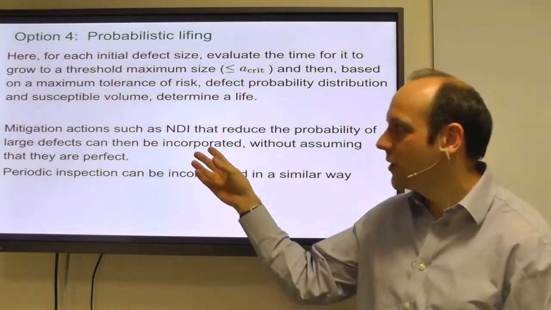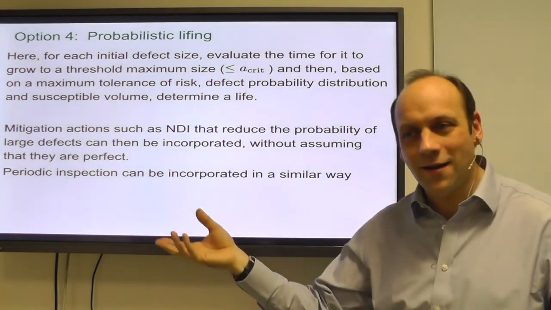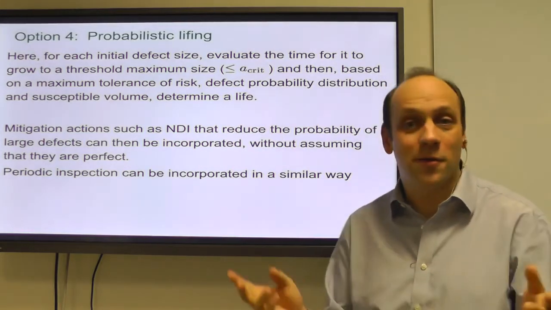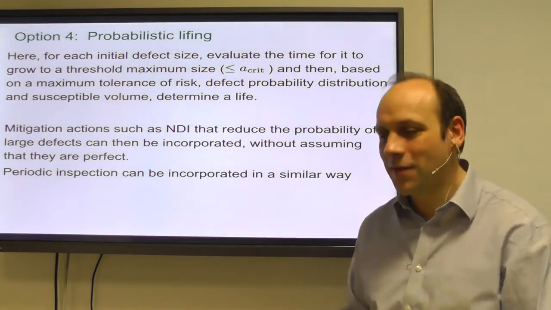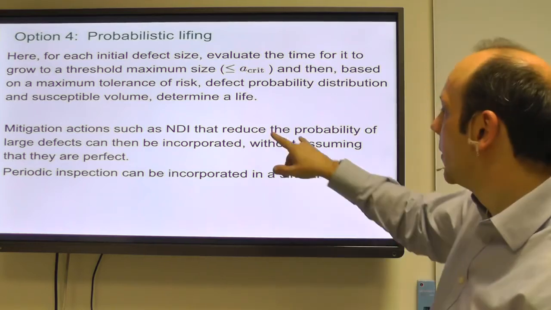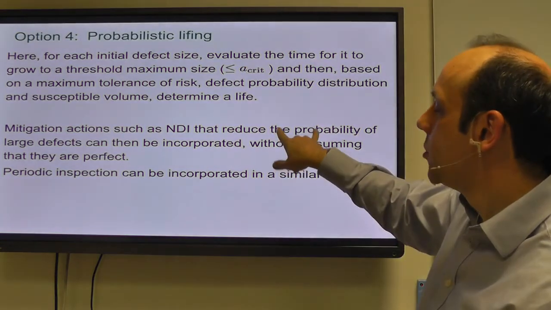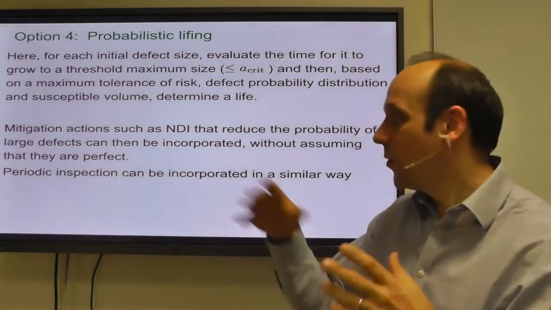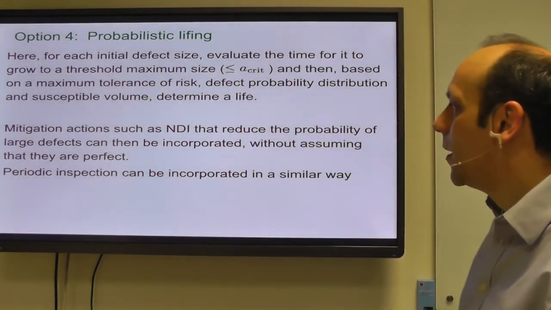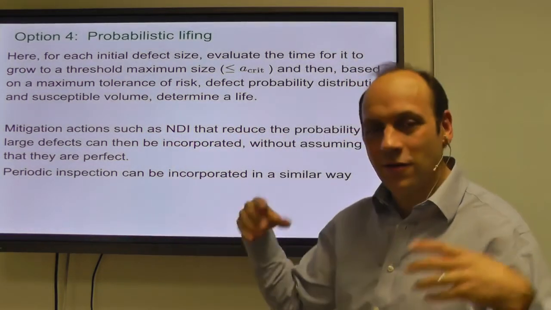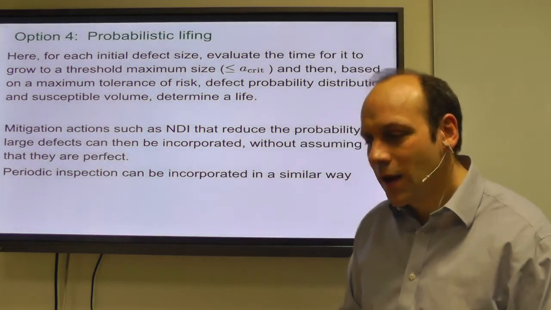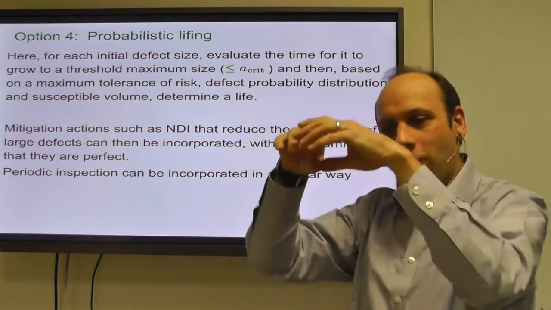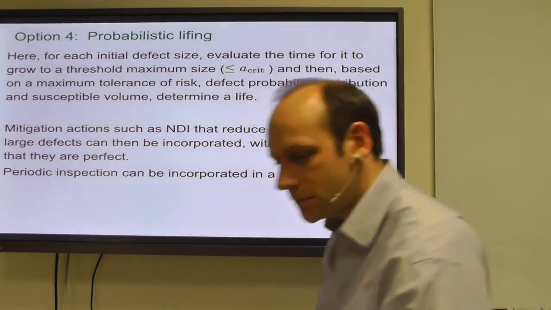We could do that in retirement for cause as well, actually. But we could then have a, say, not NDI, a 95% chance of finding a crack of bigger than a given size, but maybe it didn't work that day or something. And we can then reduce the probability of large defects. We can change the probability distribution based upon our inspection regime. And that we can do that without assuming that non-destructive inspection is perfect. And we can incorporate periodic inspection in a similar way and get an overall philosophy for lifing.